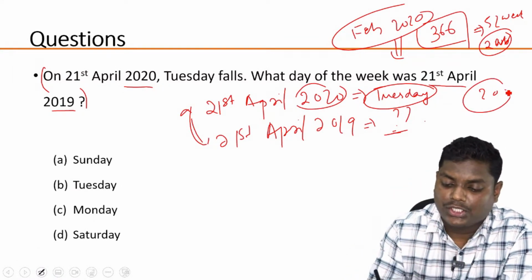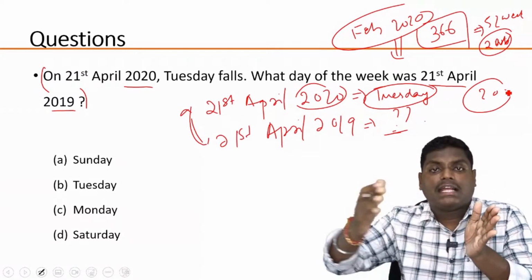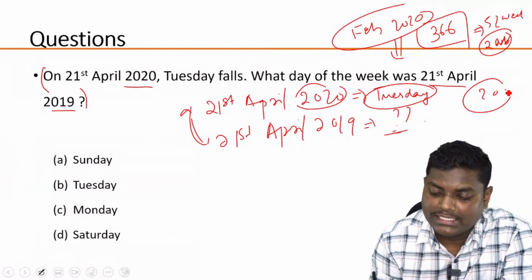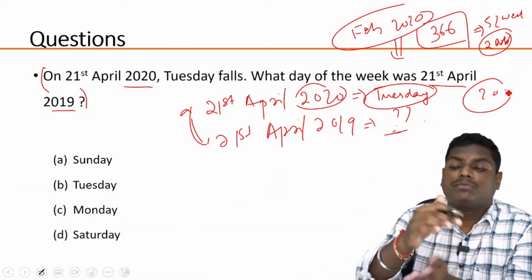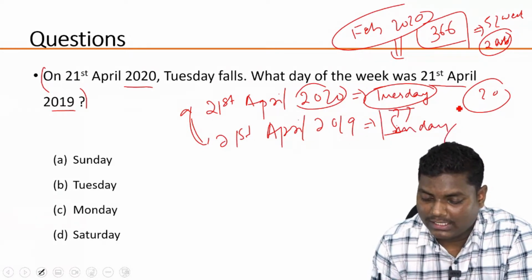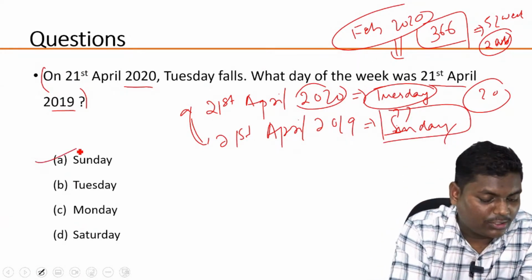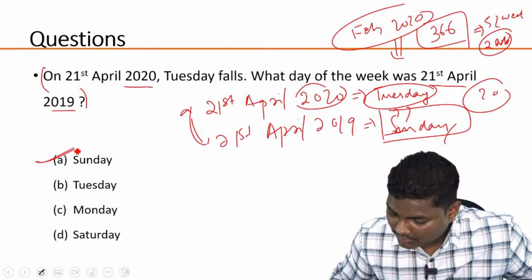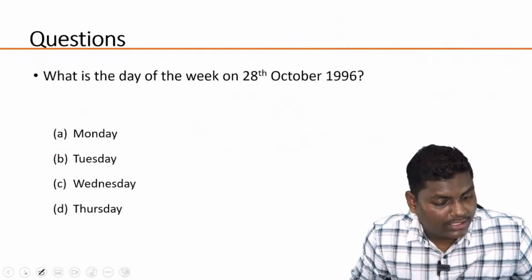Because 2019 comes first and then 2020 comes. So if 2020 is a Tuesday, then 2 days before it will be Sunday. So the correct option is option A. Okay. Moving to the next question.